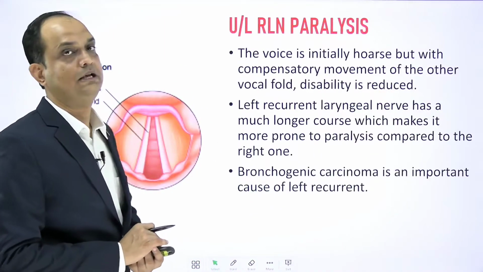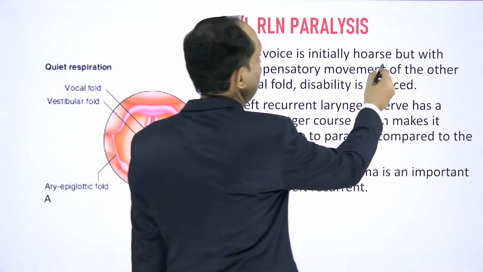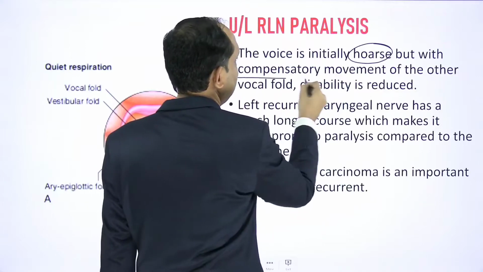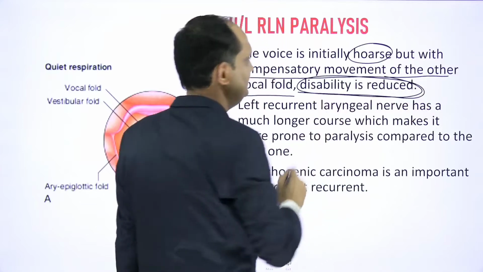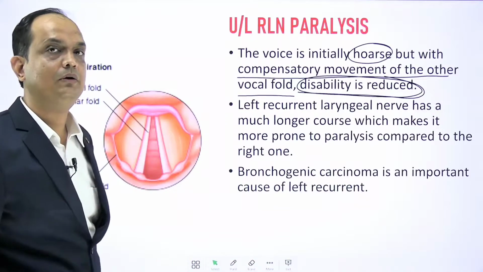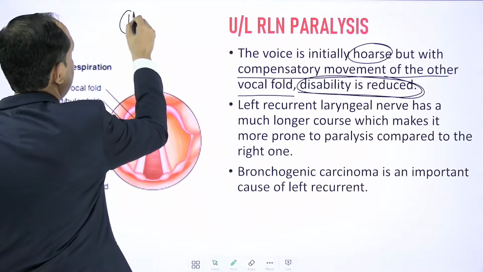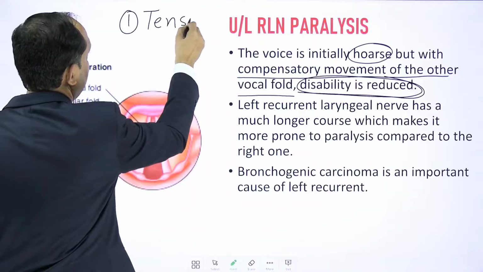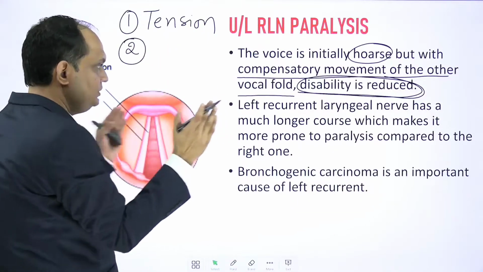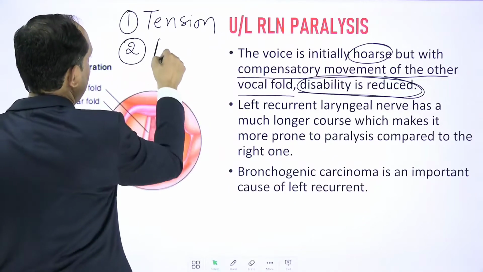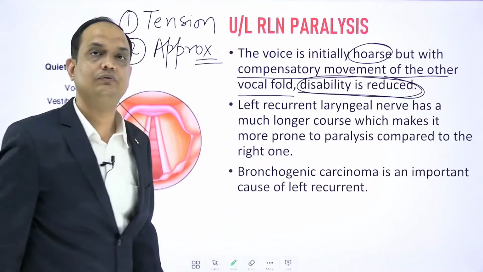Now what is the problem that occurs with this unilateral recurrent palsy? The voice is initially hoarse, but with compensatory movement of the other vocal fold, the disability is reduced. Now what does it mean? When we are talking about the production of the voice, there are two prerequisites. First, we need tension in the vocal cord. Second, you need approximation of the vocal cords. So approximation of the vocal cords is also required for the production of voice.